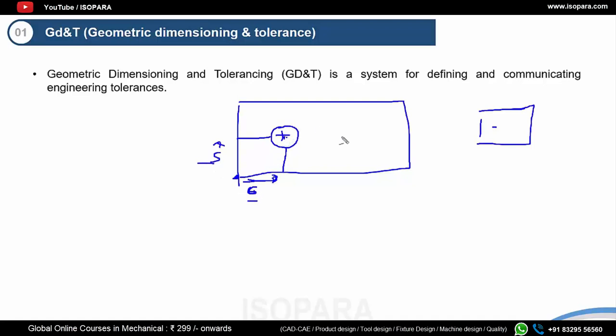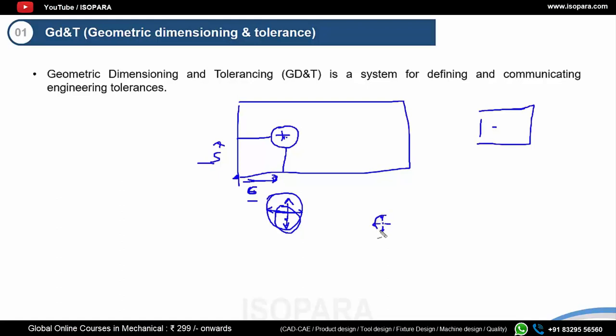But what happens is the drill bit or the hole is not exactly at this location. Let's say this is the position where you need to create a hole, or the center of this hole. The drill bit can go in this direction or in this direction, or vary in this direction or this direction. So there is a variation. Similarly, it can also vary in these directions.